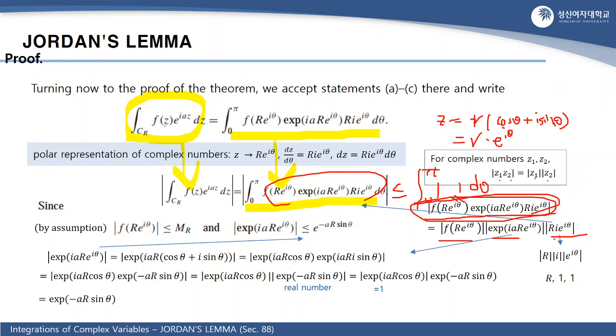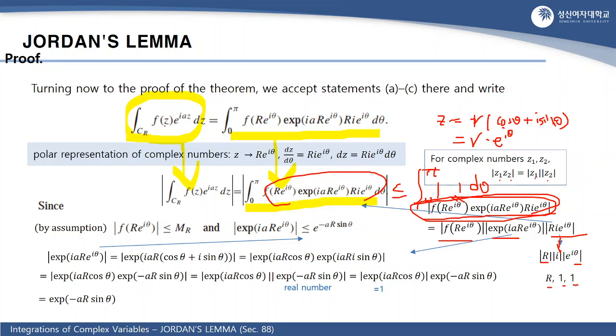For the last integrand's magnitude, we can further split it up to get the magnitude of the positive real constant capital R. The first part will be just capital R, because it is a real number, and the magnitude of i, which is just 1 by definition, and the magnitude of exponential of i theta, which is also 1.